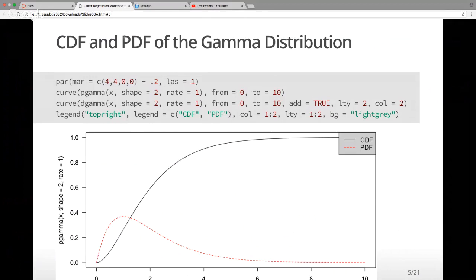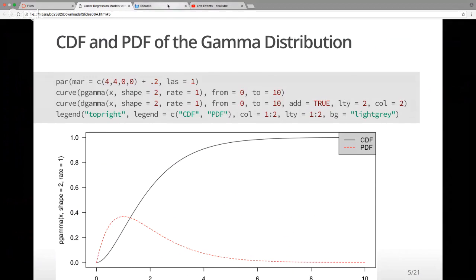And so you can shift this over by making a larger shape parameter, etc. But this is a pretty good distribution for things like variances, standard deviations, etc., that are constrained to be positive. Questions about the gamma distribution?